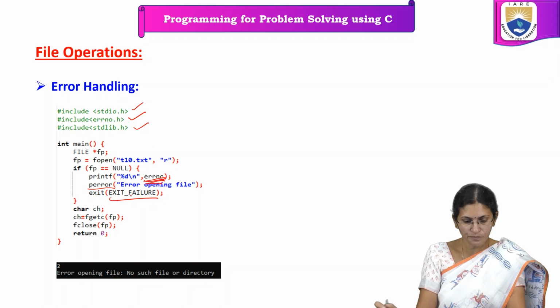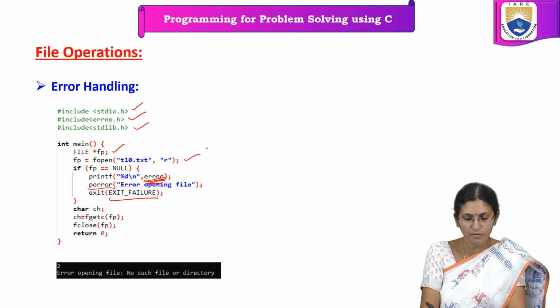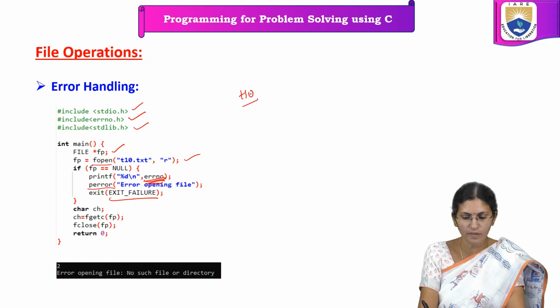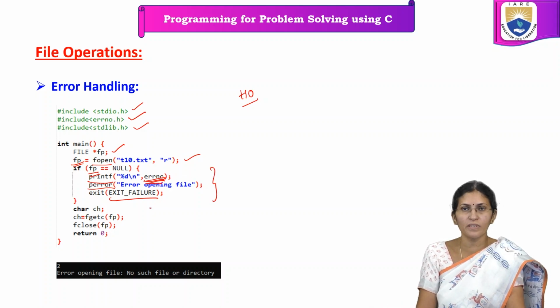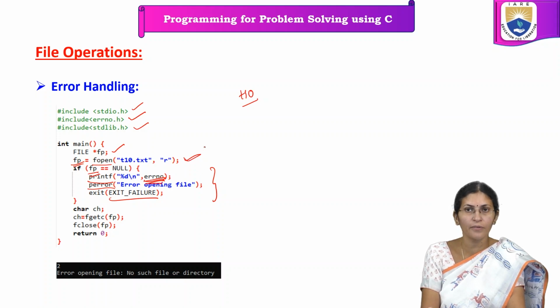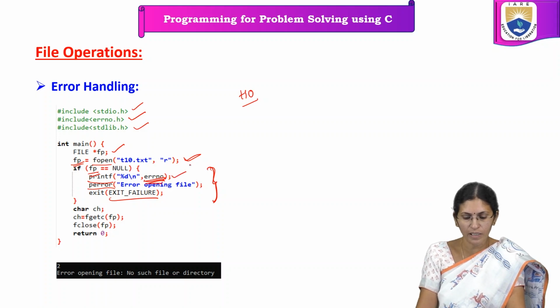So this is the program. Here first we have declared a file pointer. Next, in order to perform any operation, we need to open the file. T10 is the name of the file which we have opened in read mode, and we have assigned it to the file pointer. If the file pointer contains NULL, that means the file is not opened successfully, then these statements will be executed. If the file does not exist, these lines will be executed. In the first line we have the value of this errno.